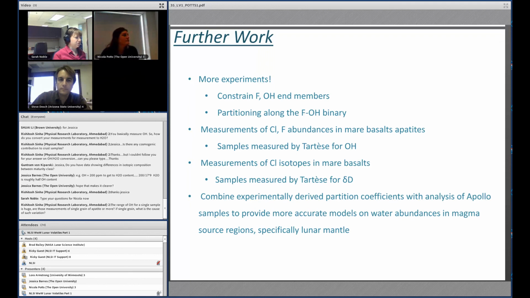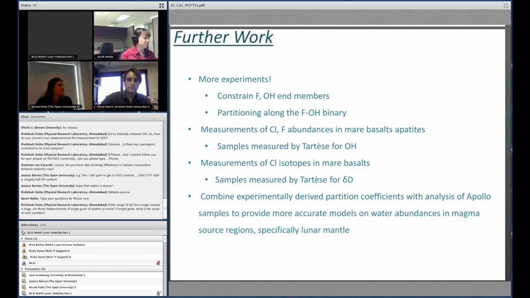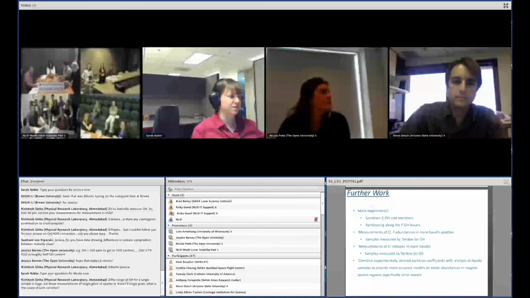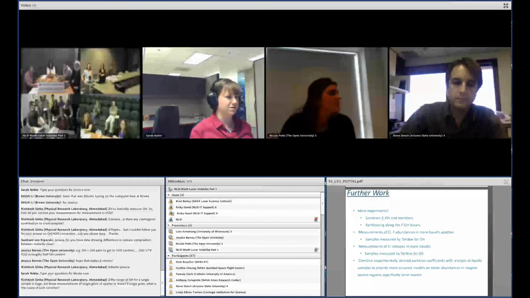Thank you, Nicola. We've got a question from Rishitosh. The range of OH for a single sample is huge. Are those measurements of a single grain of apatite or more? And if it's a single grain, what is the cause of such variation?